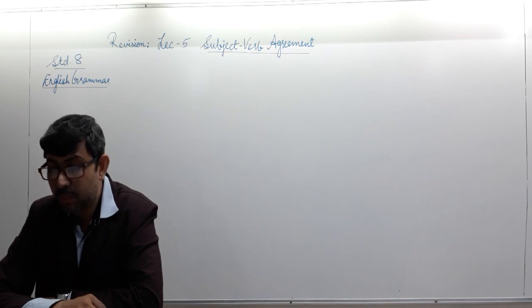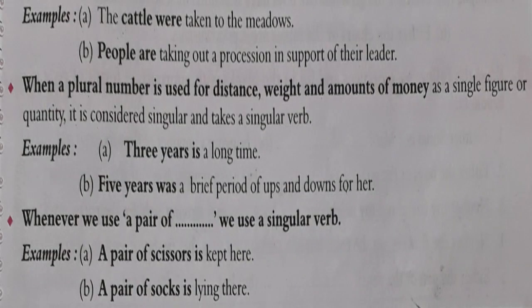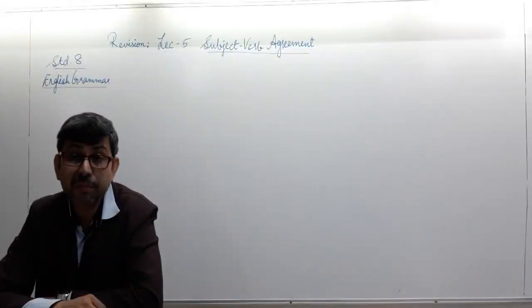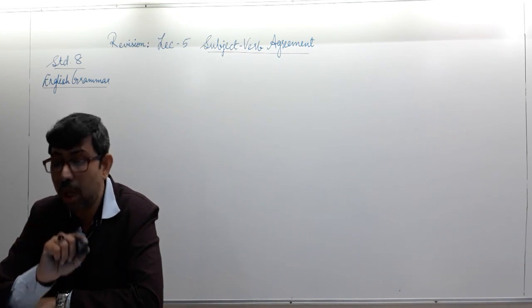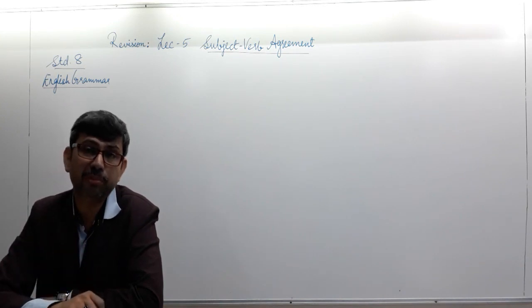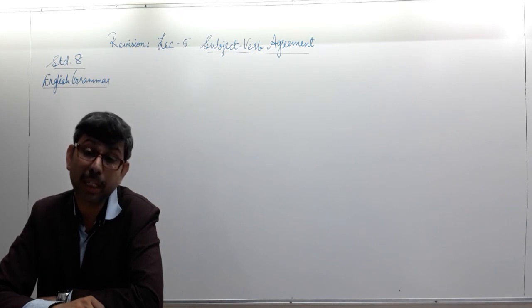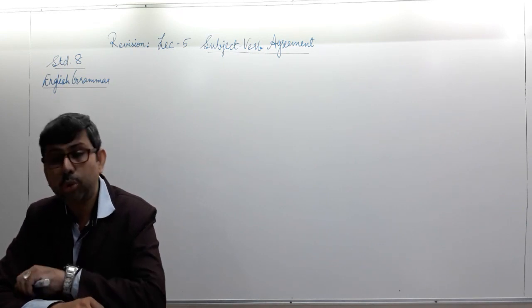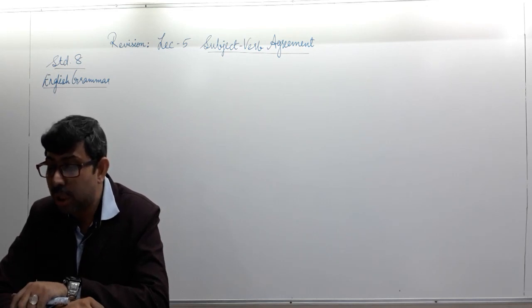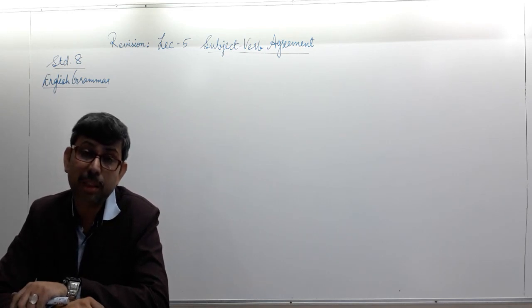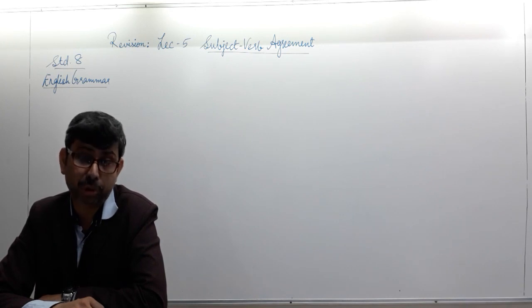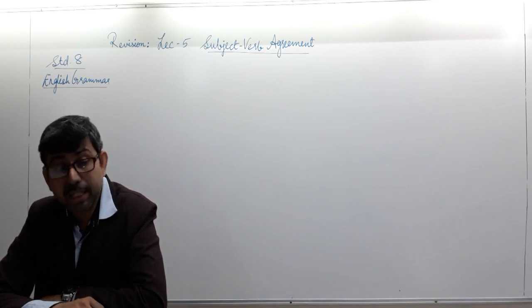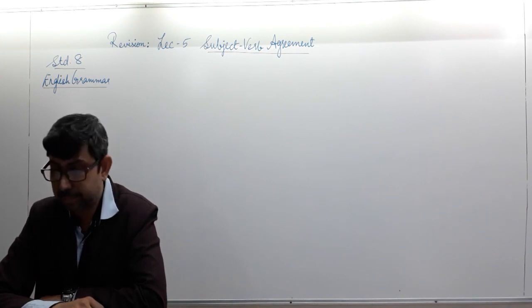Another example: "Five years was a brief period of ups and downs for her." So five years, denoting the time duration over here, will use a singular verb and not a plural verb. It would be incorrect to use the plural. Similarly, when you talk about distance or weight, we will have to use a singular entity. We learned similar sentences in our text too by saying "Ten miles is a long distance to cover by foot." So I am saying "ten miles is a long distance" and not "are a long distance."